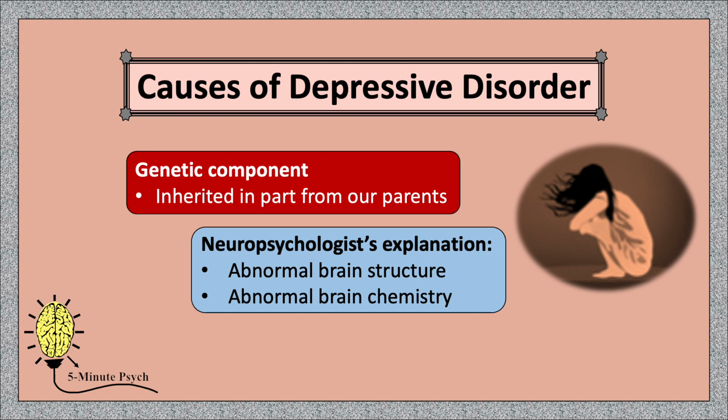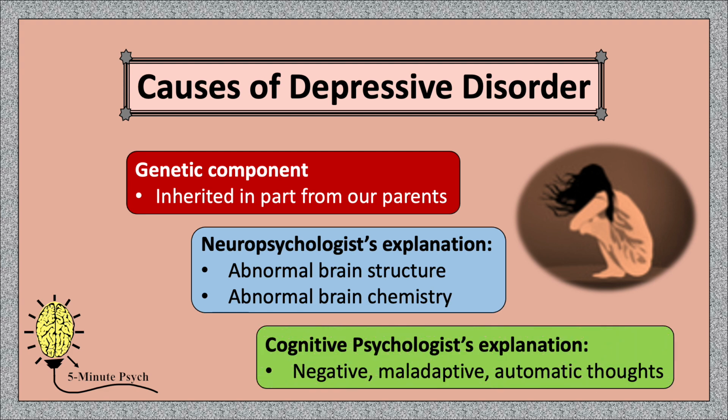Aside from physiological explanations, cognitive psychologists look at the negative, maladaptive, automatic thoughts that plague someone with depression. Things like magnification, where they exaggerate the significance of bad events, or overgeneralization, where they make broad conclusions from a small bad event. In other words, someone with depression interprets everything negatively, like they're wearing gray-colored glasses. Treatments here would work on replacing these maladaptive automatic thoughts with something more positive.